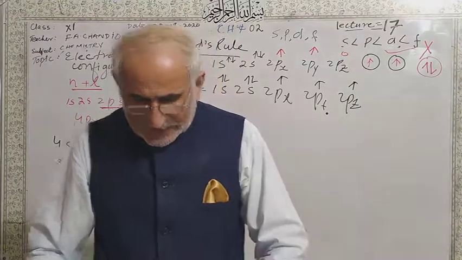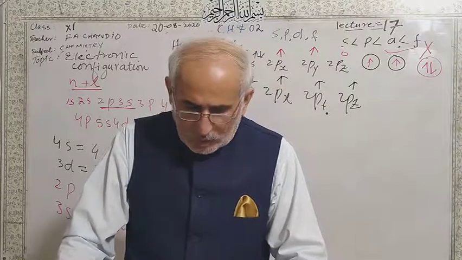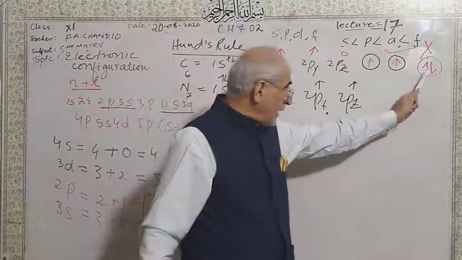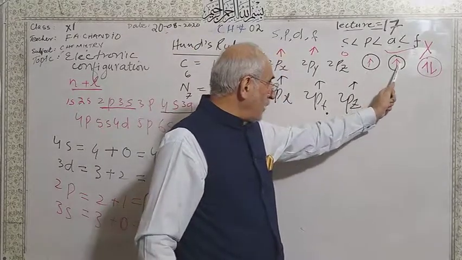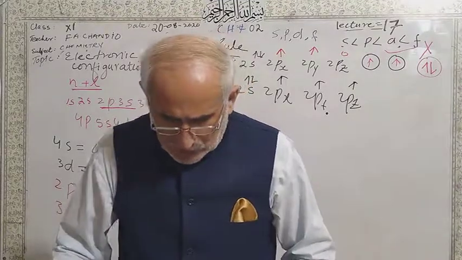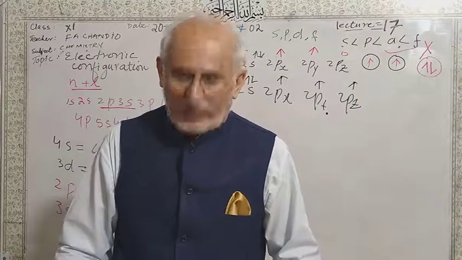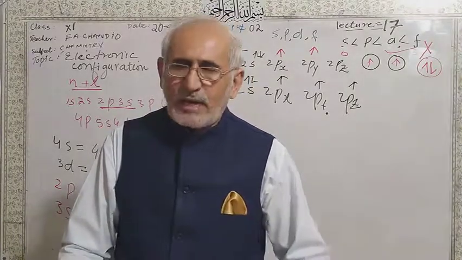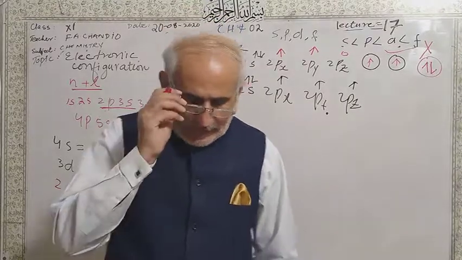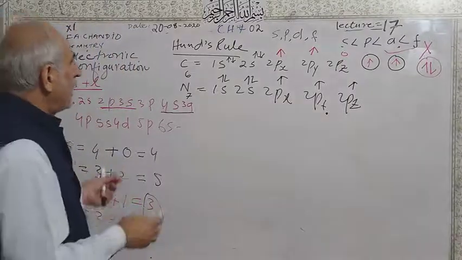So it means that an arrangement with separate electrons in the sub-energy levels will be more stable than an arrangement like this, where you fill this one and leave the other empty. No, wrong. So Hund's rule can also be applied to predict the valency of an element. Valency of an element can be predicted.